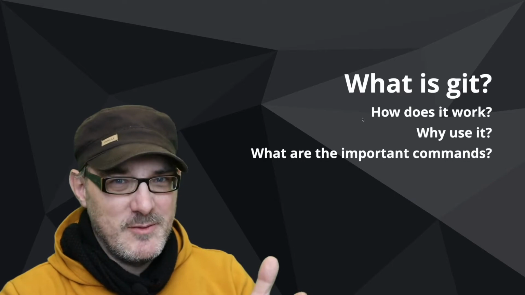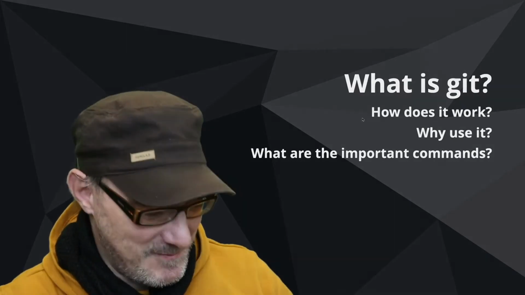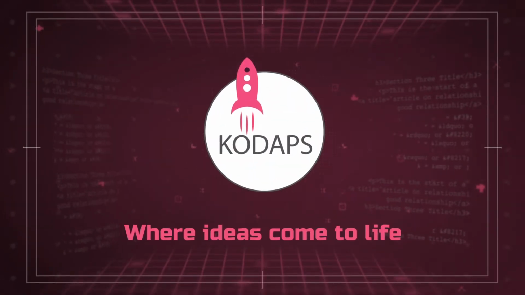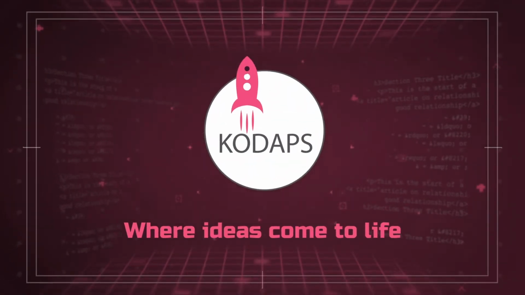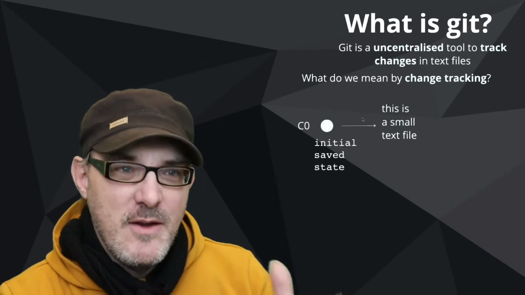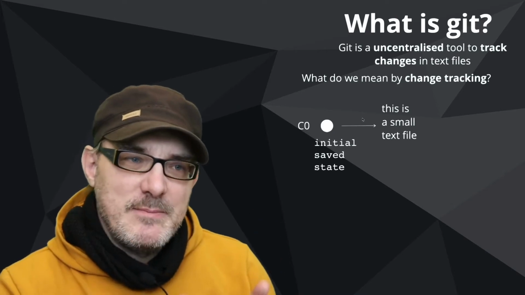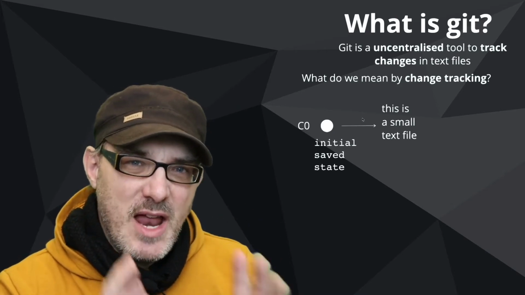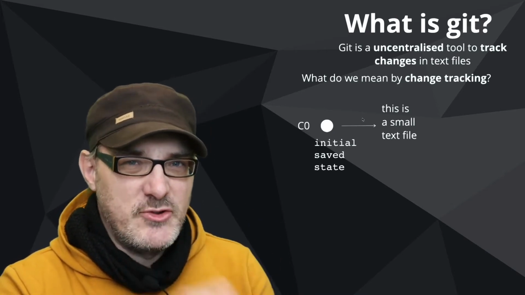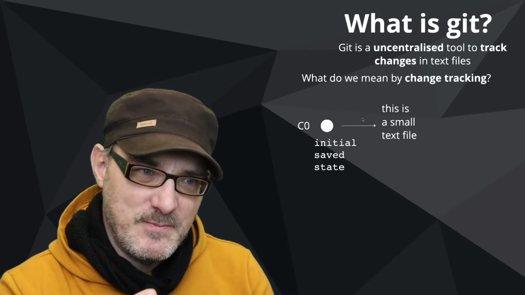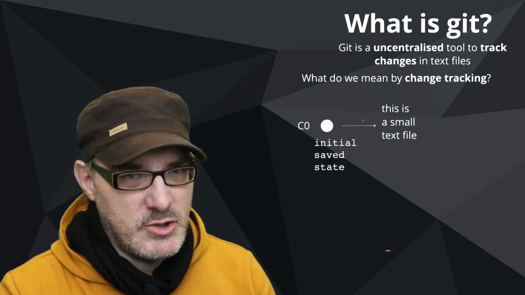What is that one thing? Well, let's dive right in. First, what is Git? Git is a decentralized tool which is used to track changes in text files. Now, what do we mean by change tracking?